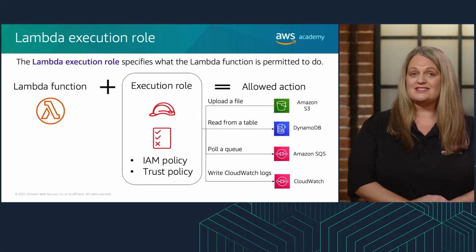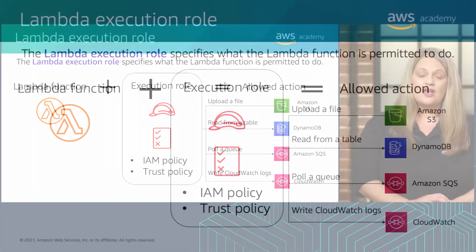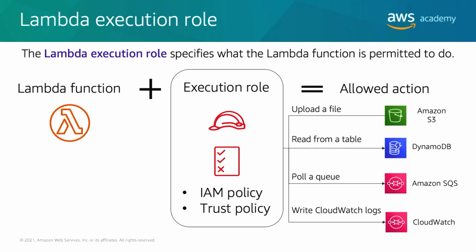Two policies are attached to the execution role. The first is the IAM policy. This policy defines the actions that the Lambda function can take on another AWS service or resource, such as writing to a DynamoDB table. The second is the trust policy, which allows the Lambda service to assume the execution role.